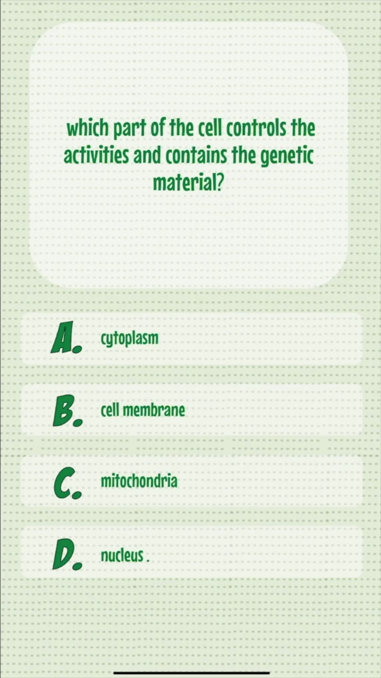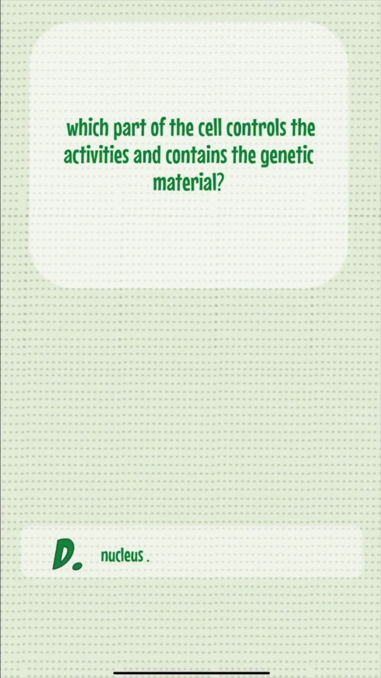So yeah, final answer for this one. Which part of the cell controls the activities and contains the genetic material? Most of you guys got this right. The nucleus. Yes, well done, guys.